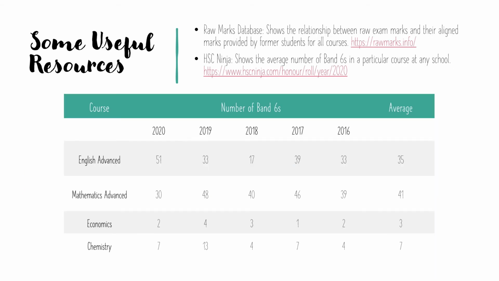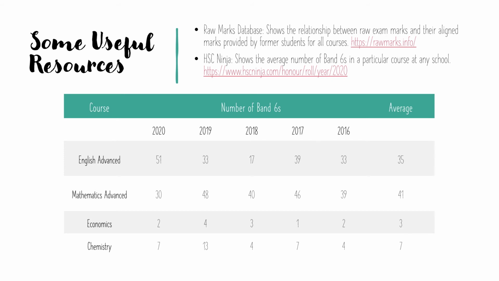Before moving on to scaling, I just wanted to talk about some useful resources. The first one is the raw marks database, which shows the relationship between raw exam marks and their aligned marks provided by former students for all courses, and I've put the link there. The second one is HSC Ninja, which shows the average number of Band 6s in a particular course at any school. So in the table below, I have 4 courses: English Advanced, Maths Advanced, Economics and Chemistry, and the number of Band 6s achieved by students at Gosford High School from 2020 to 2016.